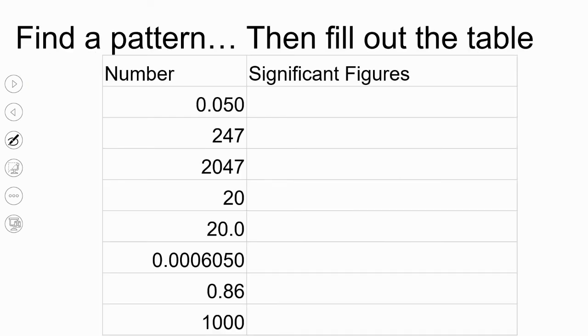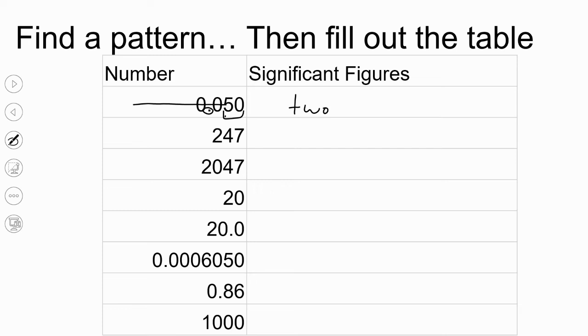Okay, so if it's a 0 before a number, it doesn't count, okay? So I draw my arrow over until I hit a number, and then everything after that number, if I have a decimal, is going to be significant. So this is 2 significant figures, so 2.